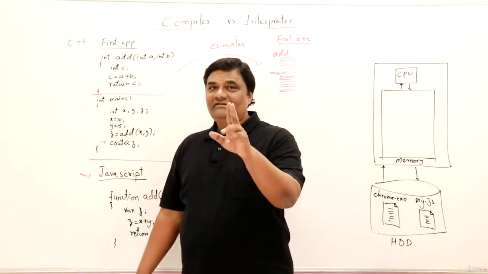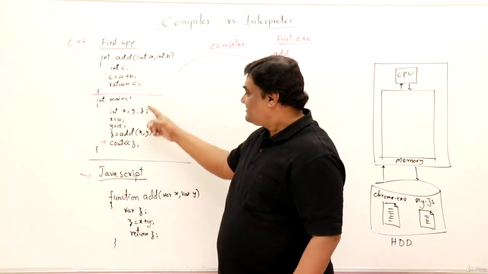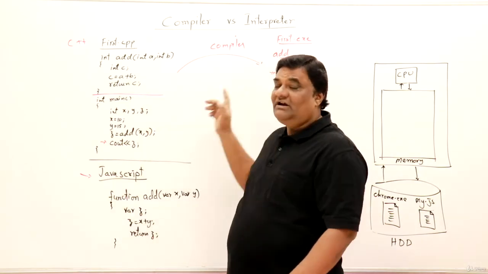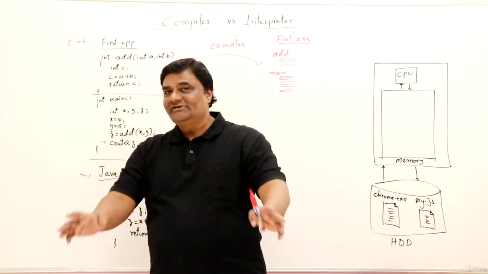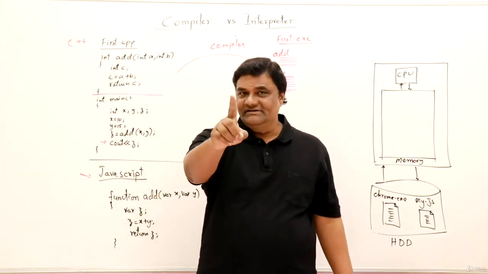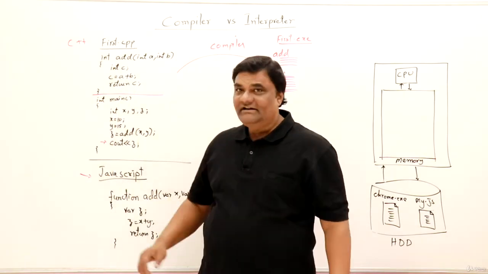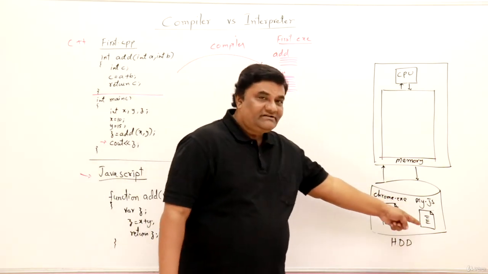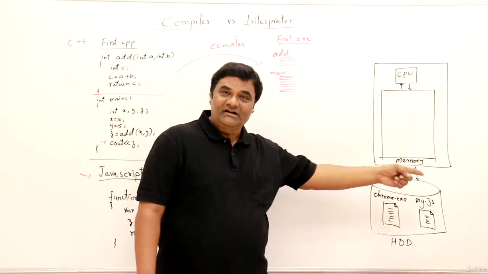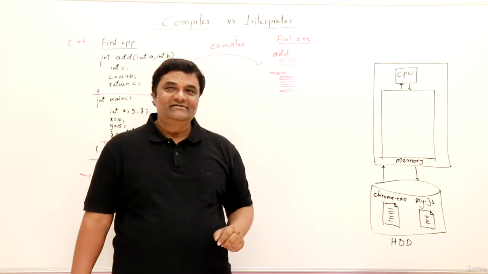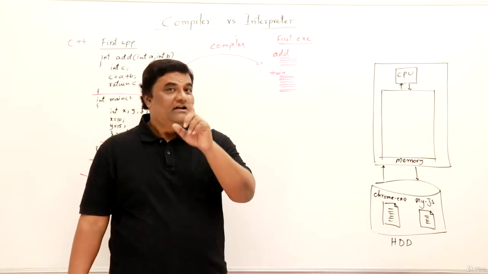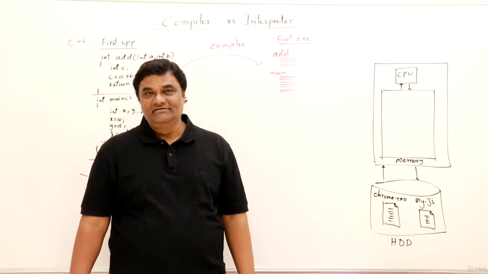Third difference, once translated into machine code, you can run it as many times as you want, and you don't need the compiler. Translation is done only once. But here, whenever you want to run JavaScript, you should call Chrome. Chrome will run it. Every time it will translate. So if you execute n times, n times translation will be done.